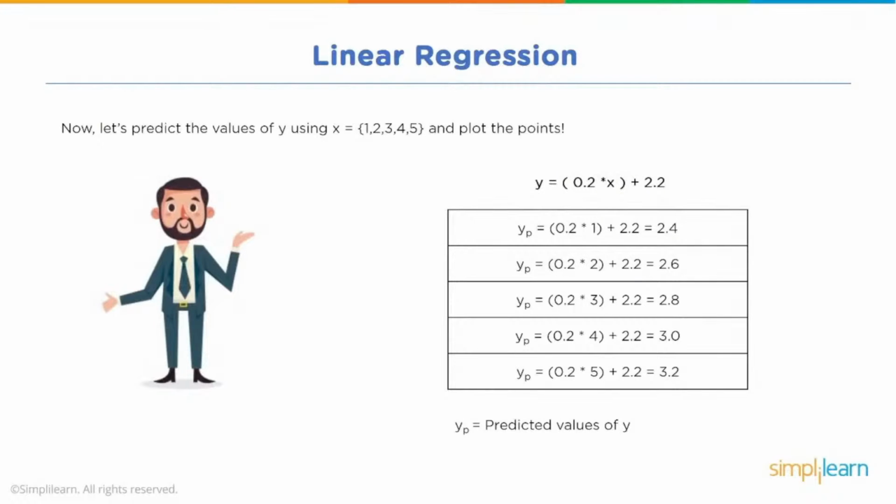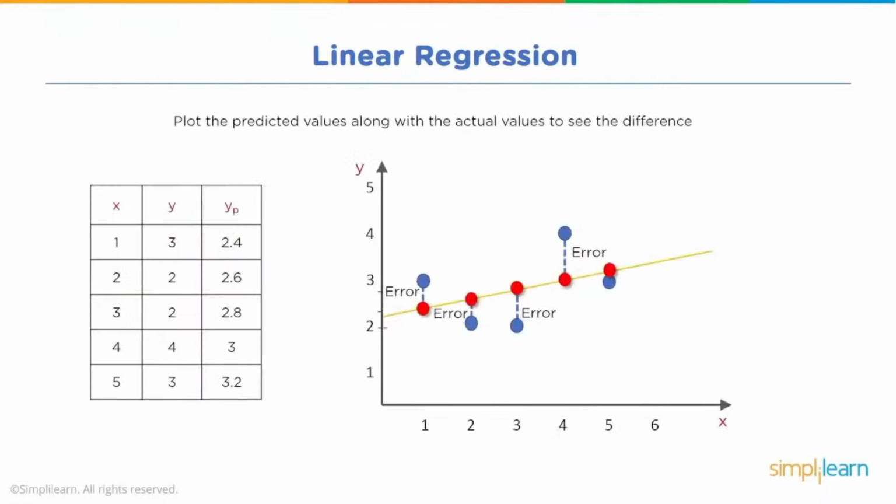And when we plug those in, we get y, designated with y p. You can see that x equals 1 gives 2.4, x equals 2 gives 2.6, and so on. So we have our y predicted values of what we think it's going to be when we plug those numbers in. And when we plot the predicted values along with the actual values, we can see the difference. This is very important with linear regression in any of these models, to understand the error. And so we can calculate the error on all of our different values. And you can see over here we plotted x and y predict.